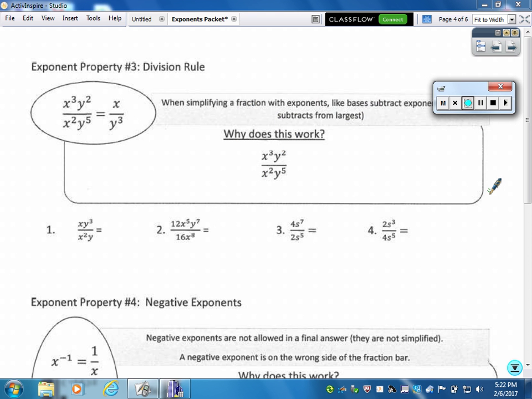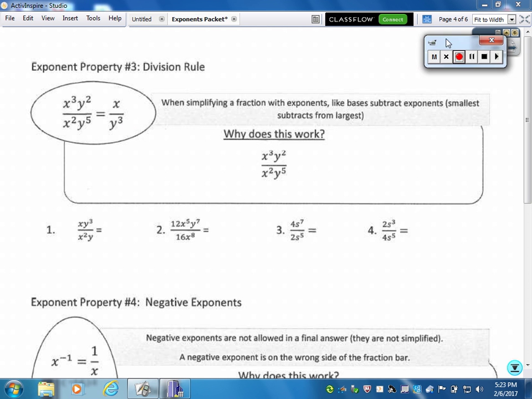Alright, we've got two more exponent properties to learn. The first one is the division rule. So let's see what's happening here. In my rule, x cubed and y squared on top, and x squared in the denominator, y to the fifth in the denominator, suddenly only became 1 x and 3 y's. Let's see why this is working.